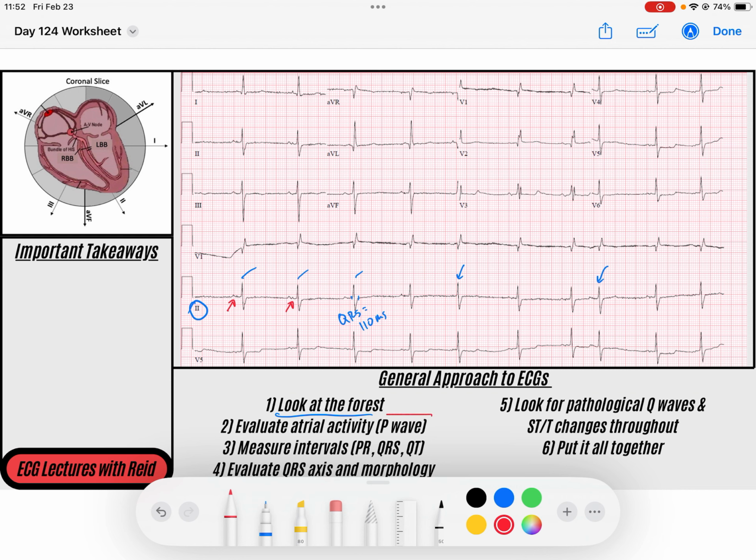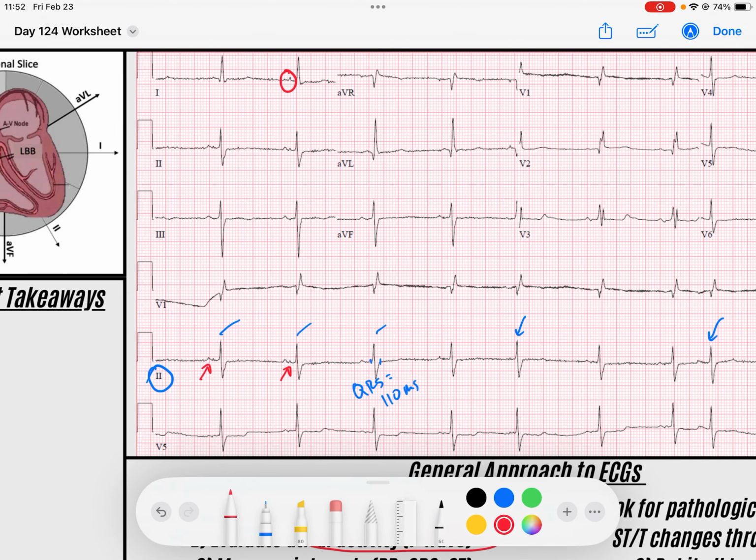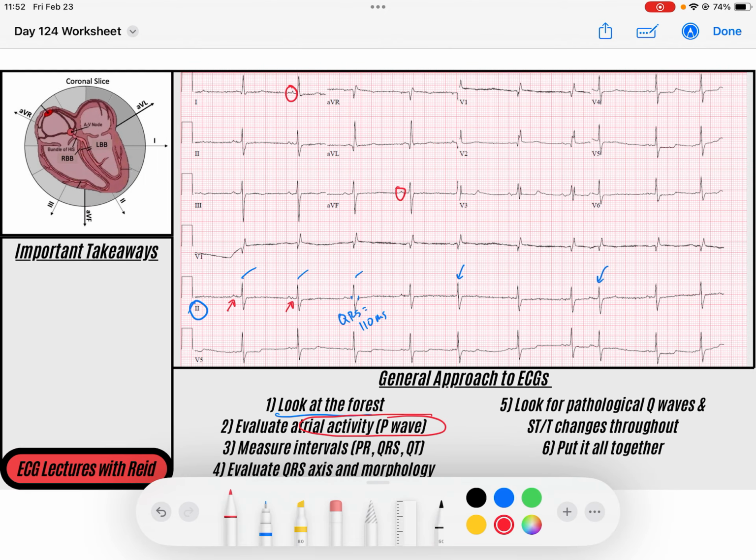So the first thing we're going to do is look at our atrial activity. We're going to look at that P wave. If we look, the P wave is upright in lead 1 and upright in AVF. So that tells me that my P wave is going down and to the left, which is common if it comes from my sinus node. We've got a sinus P wave.